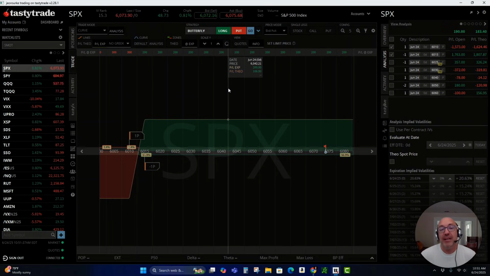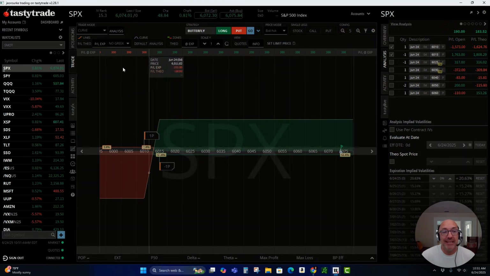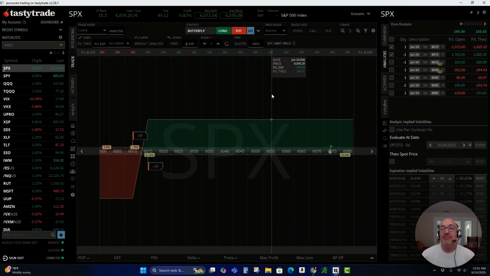It's very likely that this thing is just going to expire worthless and I can make $200. But there's always that crazy chance that the market rolls over, and now I still have $300 of risk on the table. So I'm trying to minimize my risk on the table, and we're going to do that by locking in some of the gains.